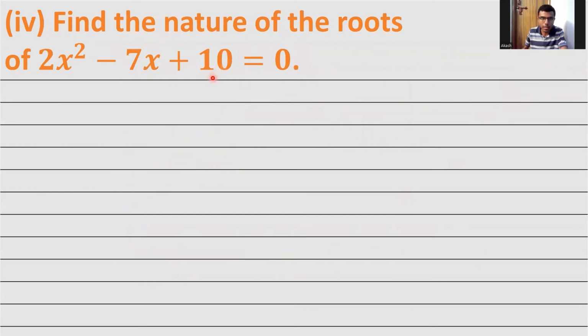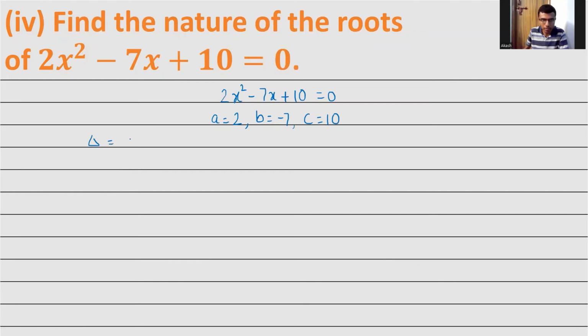Okay, now let's get into the last question. Let me just put down the question again. I have 2x square minus 7x plus 10 is equal to 0. It's always good to write down the question again, guys, so that you can avoid a lot of mistakes. Sometimes while taking it down you might make a mistake. Here a is 2, b is minus 7, and c is 10.